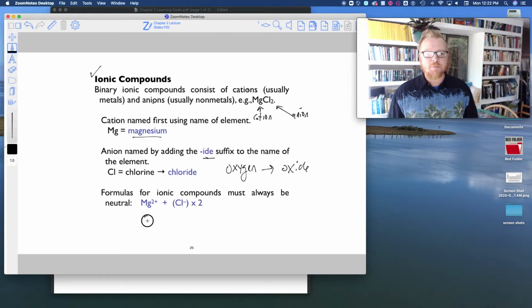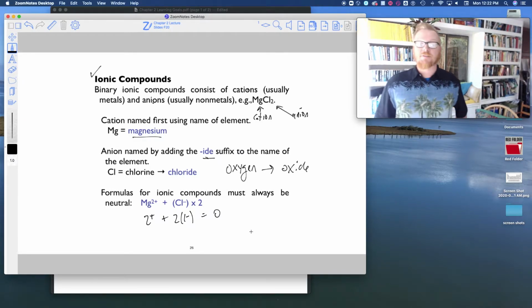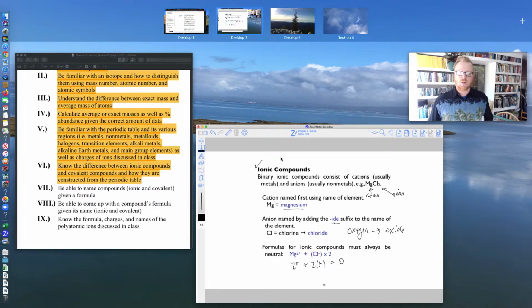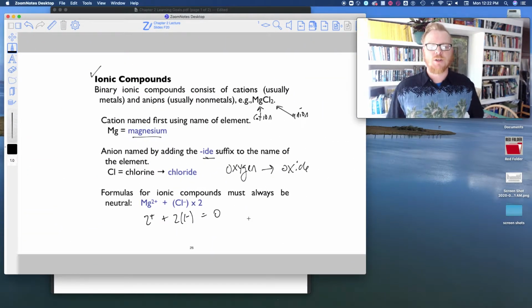So there has to be, we'll say 2 times 1 minus. It has to be neutral. In other words, the charges have to add up to 0. Okay? So in ionic compounds, we're just going to say the name of this compound. The name of this compound, MgCl2, it's just magnesium oxide, or excuse me, magnesium chloride is the name of this compound.